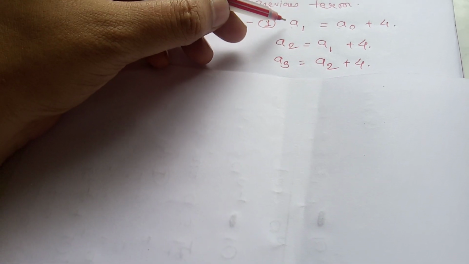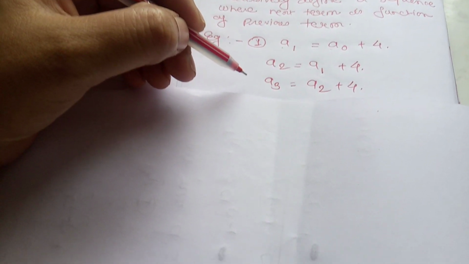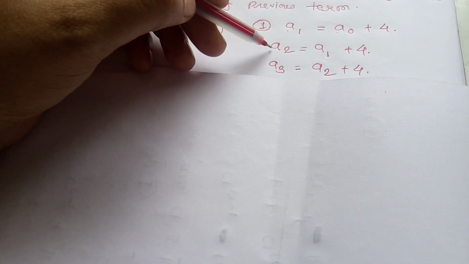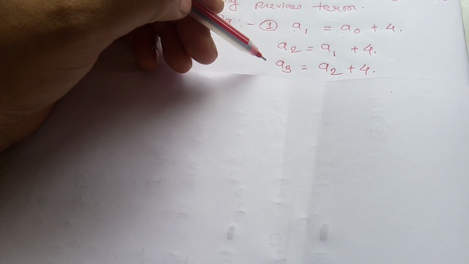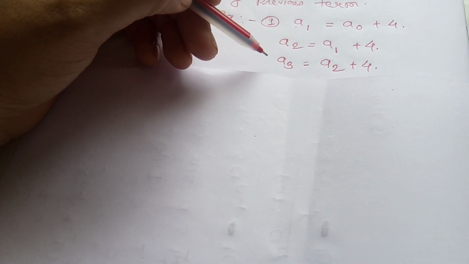So if I want to write the recurrence relation for a1, a2 and a3, that means I want to take the generalized recurrence relation of it. So how can I write? I can write an is equal to an minus 1 plus 4.